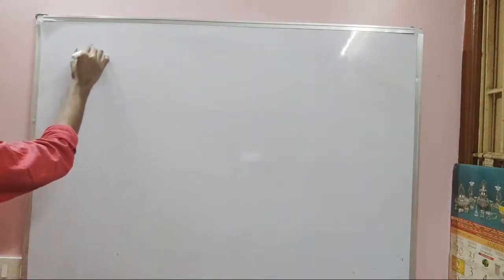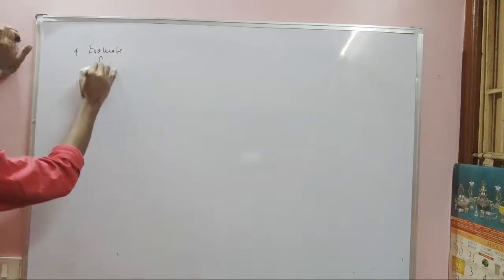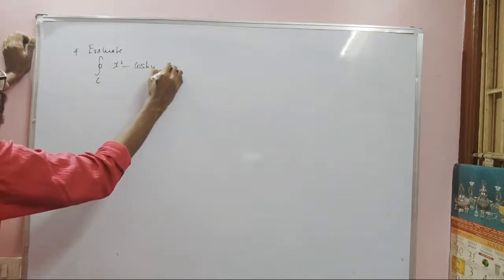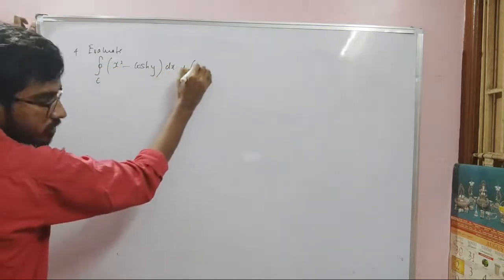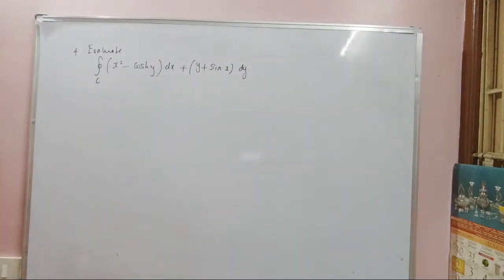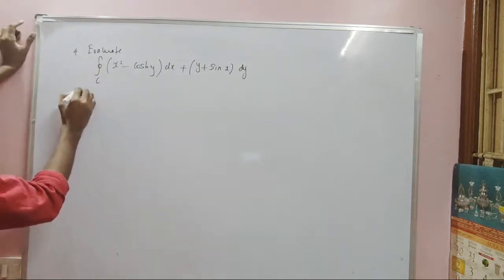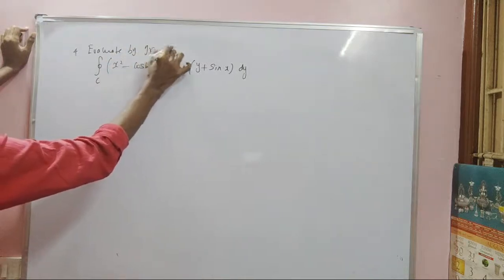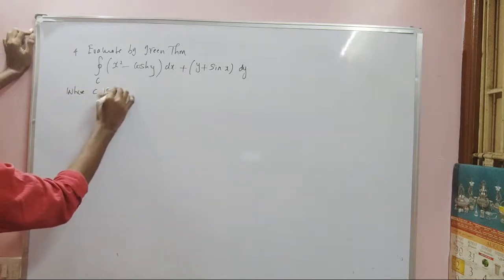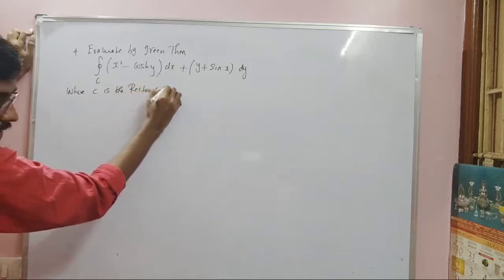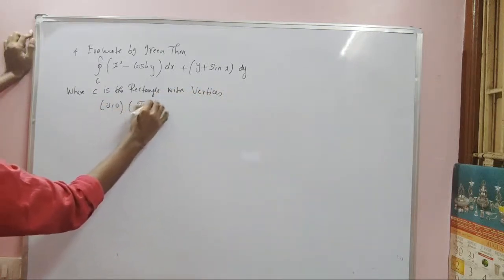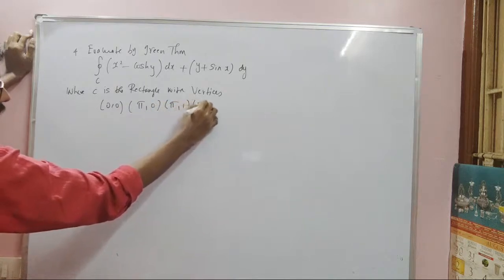Now the fourth problem is: evaluate the integral over C of x square minus cos hy dx plus y plus sin x dy by Green's theorem, where C is the rectangle with vertices 0, 0, pi, 0, pi, 1 and 0, 1.